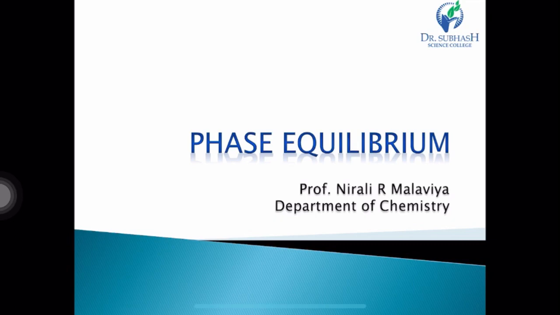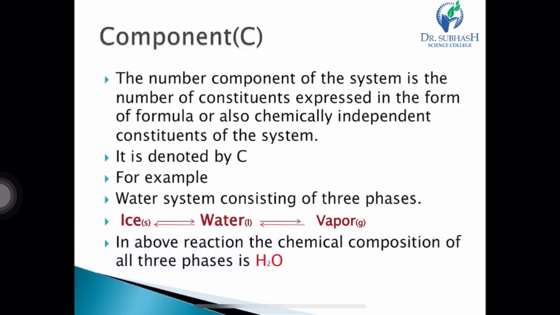So now we move on to our today's topic, component. What is a component? It is denoted by C. The number of components of a system is the number of constituents expressed in the form of a formula, or the chemically independent constituents of the system.